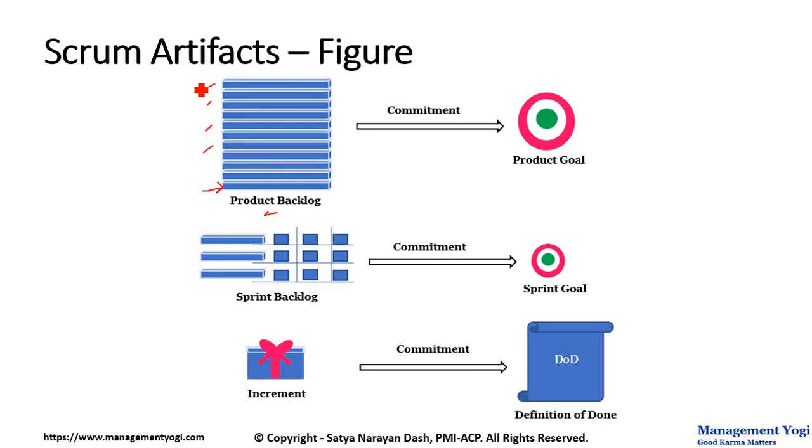The top priority item will be top order, or towards the top of the backlog, and the low priority items will be bottom order, that is towards the bottom of the backlog. For the product backlog, the commitment is the product goal.